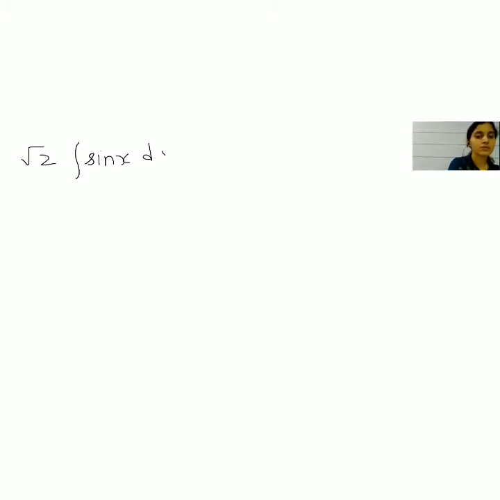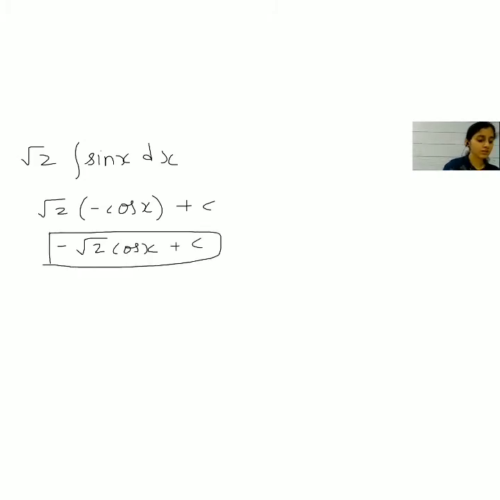What is integration of sin x? It is minus cos x. So root 2 times minus cos x plus c. You can write it as minus root 2 cos x plus c. This is your final answer. Clear? Okay, I'll do the 10th one now.